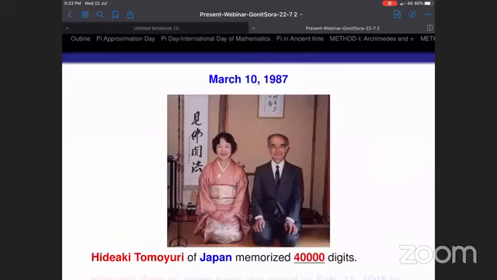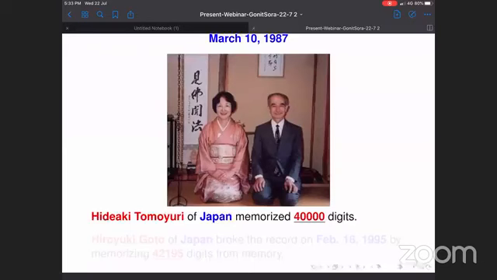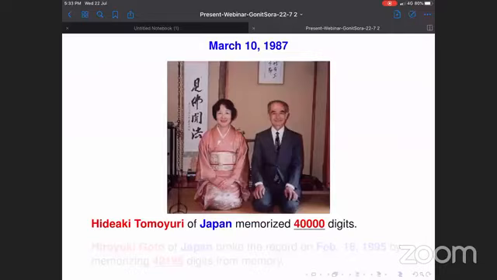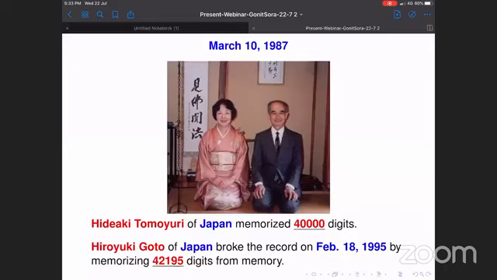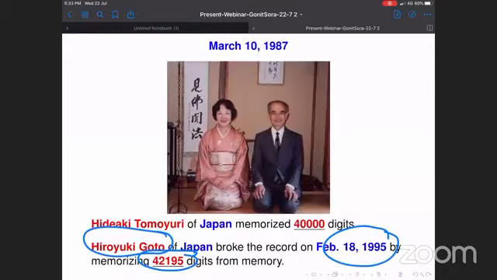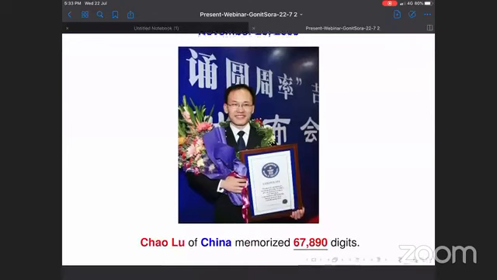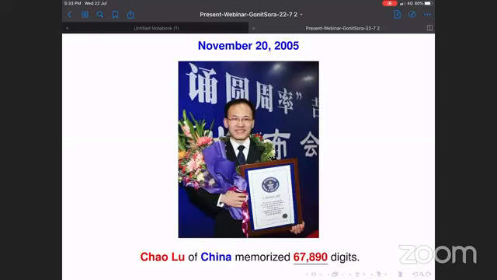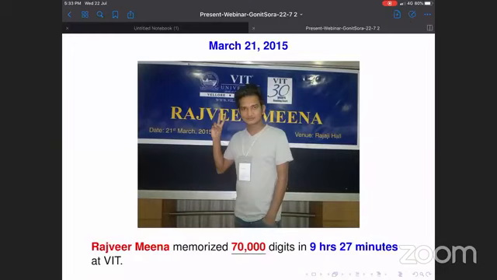Then on March 10, 1987, Rajan's record was broken when Hideaki Tomoyori of Japan memorized 40,000 digits. That was broken in 1995 by Hiroyuki Goto, who memorized 42,195. But that was also broken, because in 2005, Chao Lu of China memorized 67,890 digits. And that was broken in 2015 by Indian Rajveer Meena of Vellore Institute of Technology.